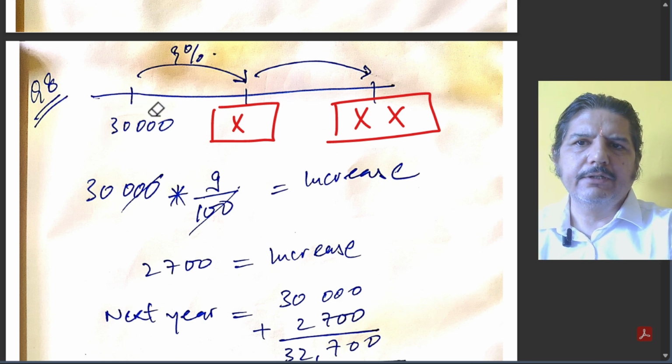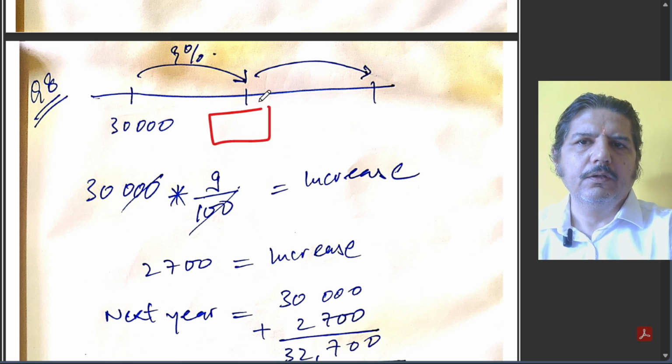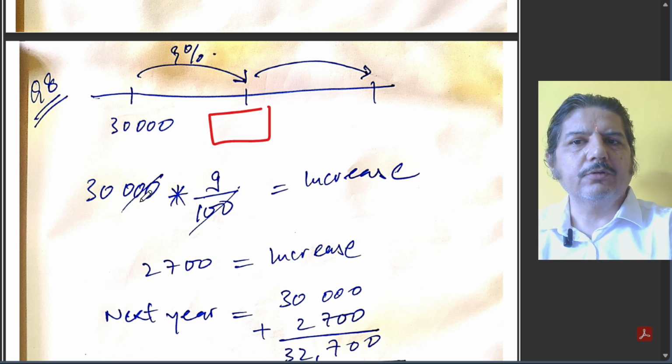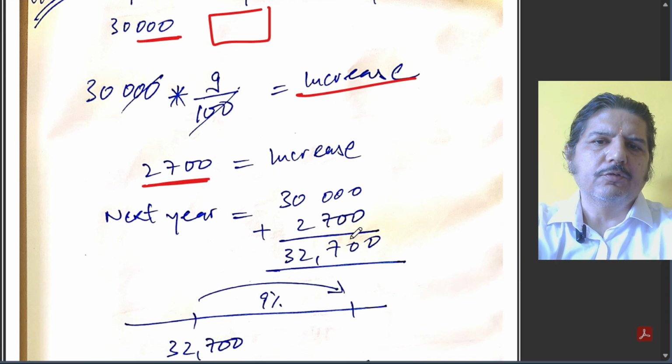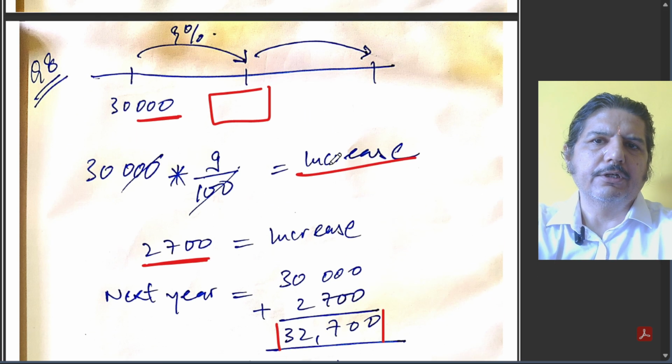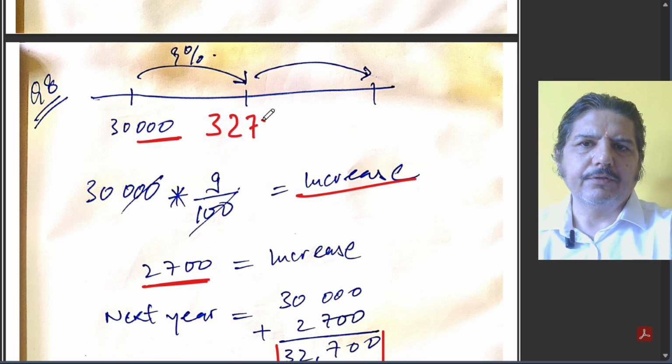Now how do we calculate this? 9% is the increase, 9% of 30,000. So this would be the increase. So basically 2,700 is the increase. This 2,700 rupees has to be added to 30,000. So this becomes 32,700. So 32,700 will be the next year figure.